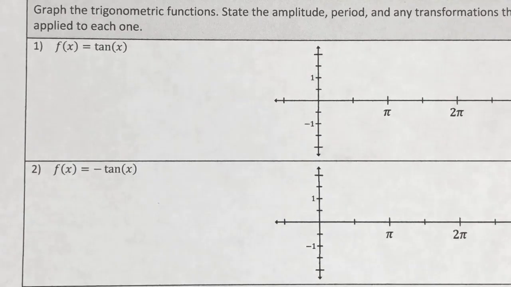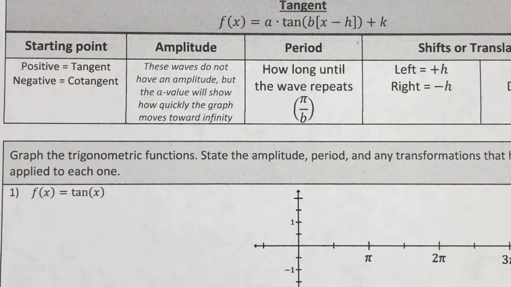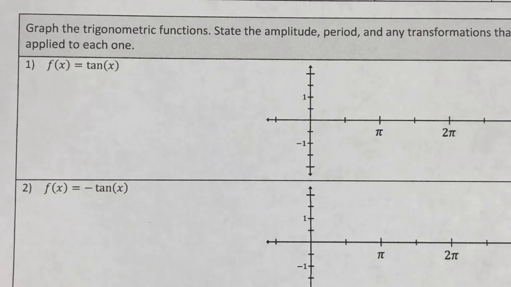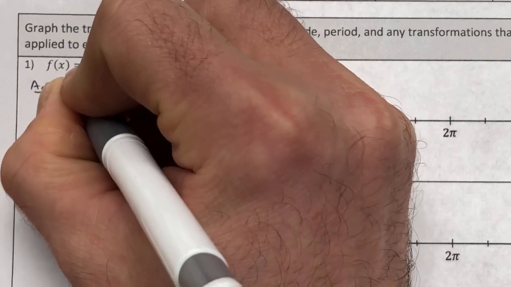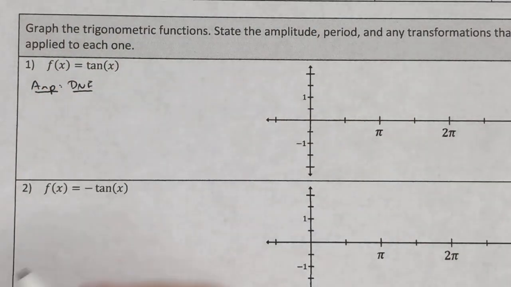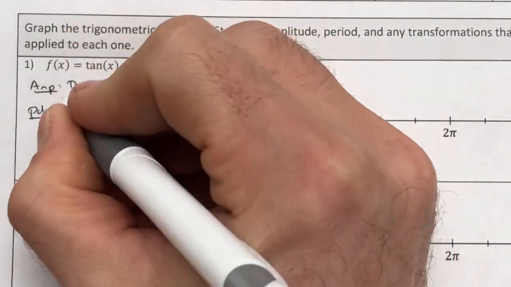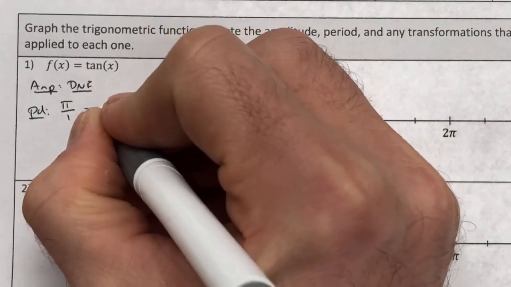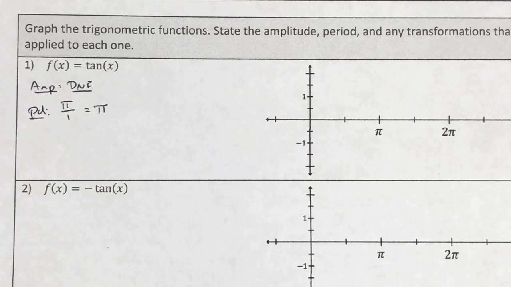So I'm going to zoom in just a bit. Number 1, we're going to state the amplitude, period, and any transformations that are applied to each one. The first thing we know is that because we're moving towards infinity, the amplitude doesn't really exist, but it does dictate how stretched out the graph appears. So our amplitude for all tangent functions really does not exist. The period, though, will change just slightly. This one is a basic tangent function, so I know the period is going to be pi over my b value, which is 1. So my period is every pi, which means the function is going to repeat itself every pi units. The last thing is there are no transformations that have happened.